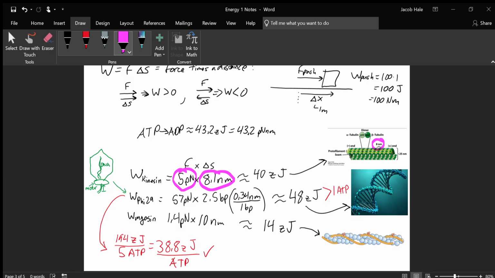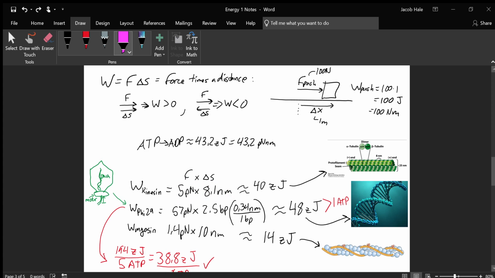Sometimes temperature, sometimes other things, what's being pulled on it. But on average, about the middle of the range of values is 5 piconewtons. Okay, so having said that, if you multiply the 5 piconewtons times the 8 nanometers, it's going to give you 40 zeptojoules, or 40 piconewton nanometers.